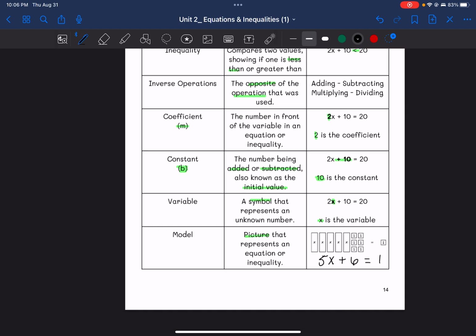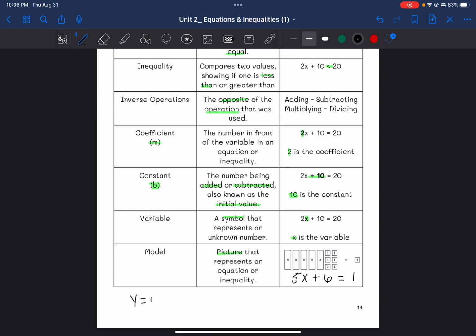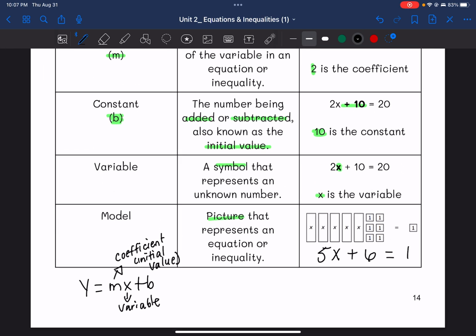Okay, another thing that I want to add is y equals mx plus b. Okay, this is the coefficient or initial value. Okay, this is the variable. Okay, this is the constant.